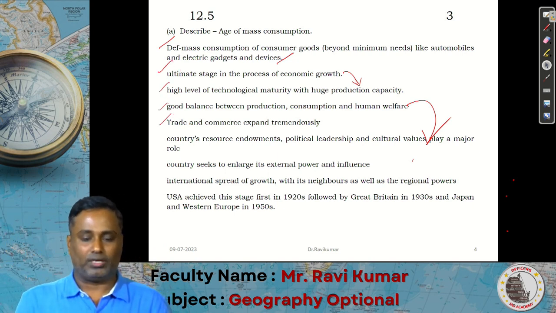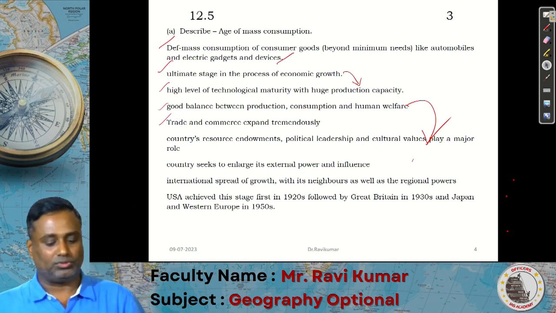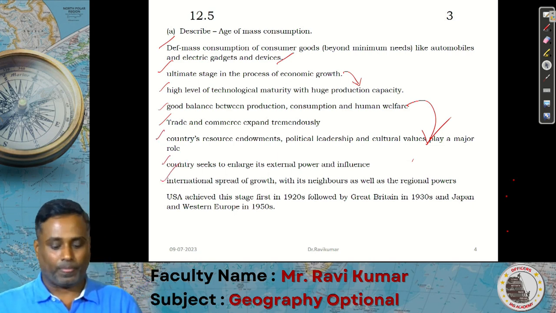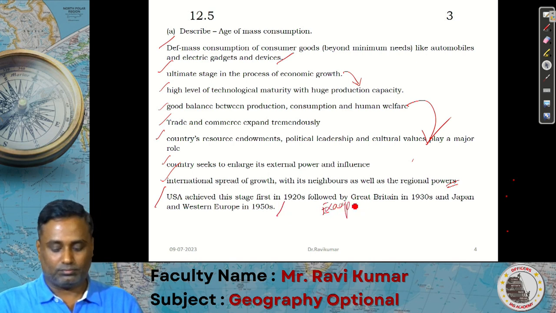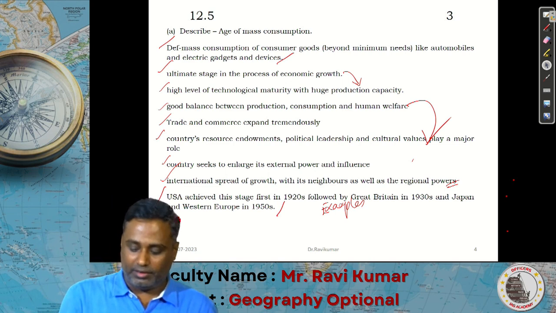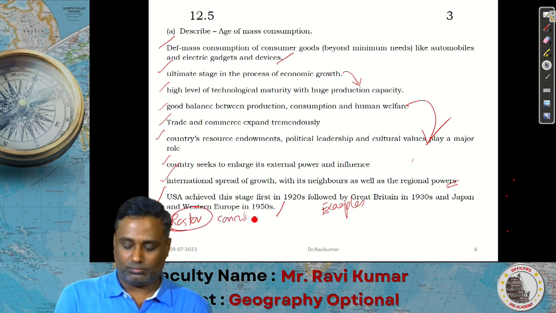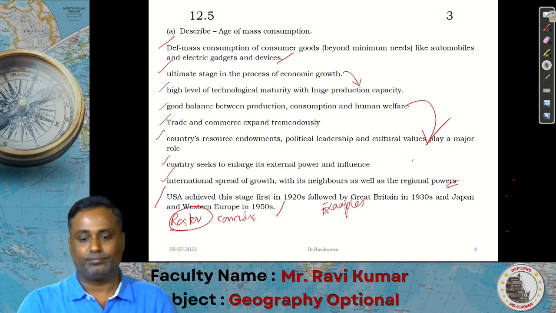Ultimate stage of the process of economic growth, high level of technological maturity, good balance between production, consumption, trade and commerce, countries' endowments. All these characteristics we have already studied. But at the end, we give some examples also. Then we can add the name of Rostow in the conclusion. This idea is used by Rostow to explain the various stages of development of society.